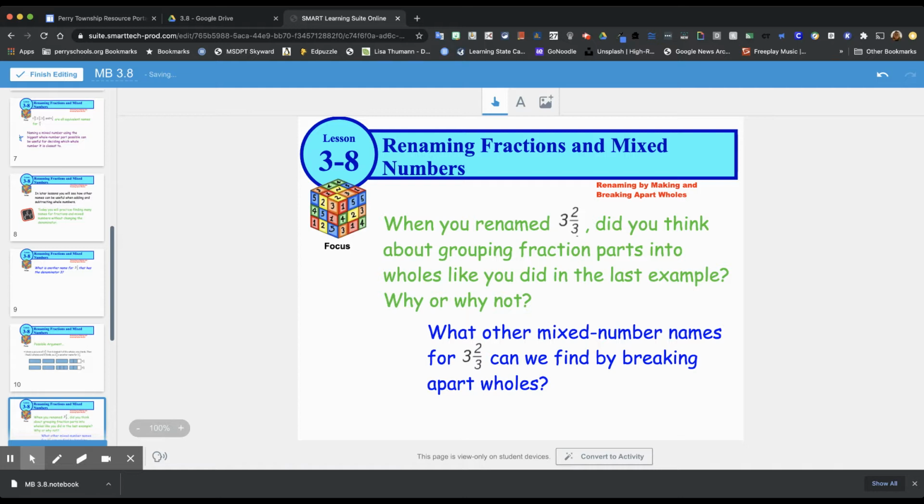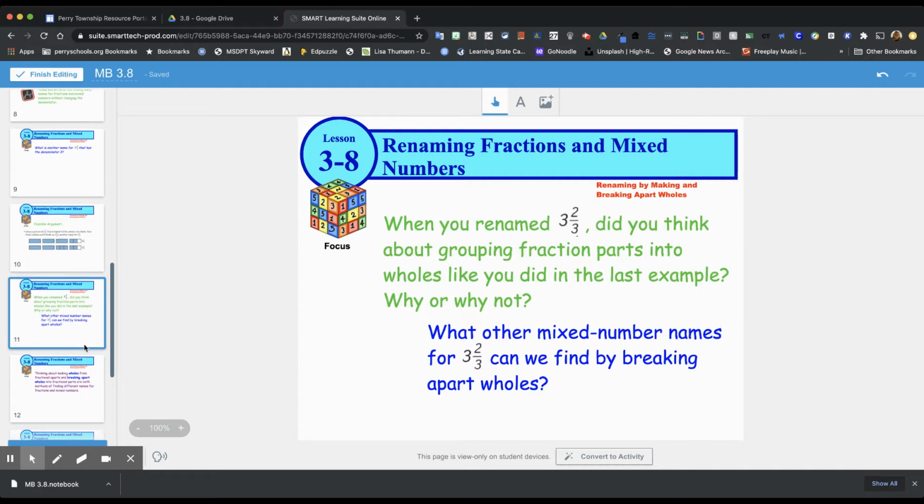But when we renamed 3 and 2/3, did you think about grouping fraction parts into wholes like you did in the last example? Why or why not? Think about that for yourself. What other mixed number names for 3 and 2/3 can we find by breaking apart the wholes?